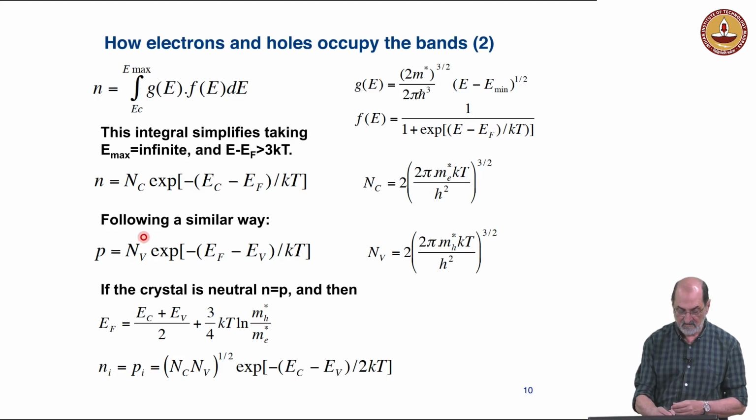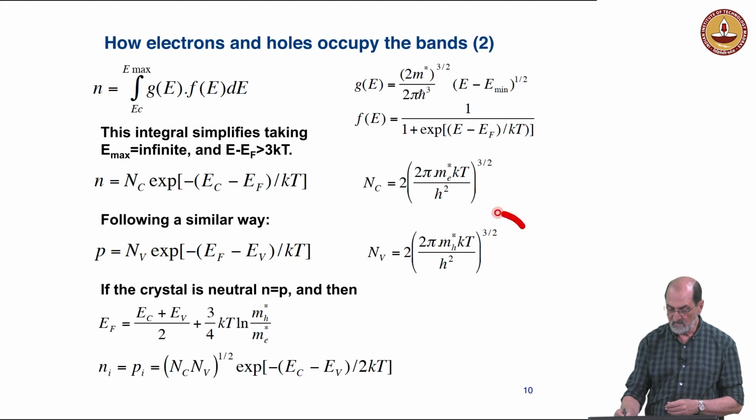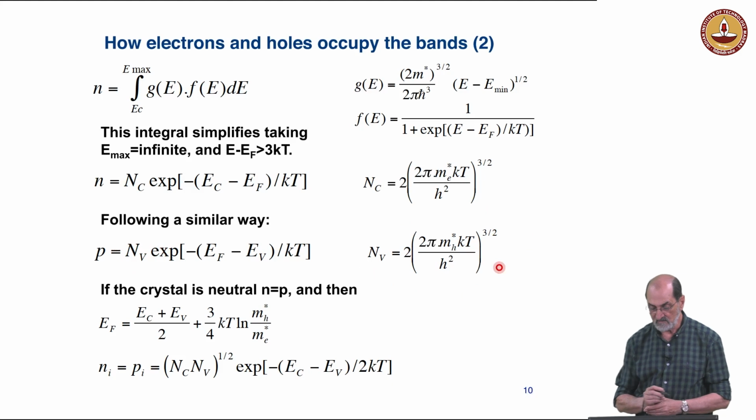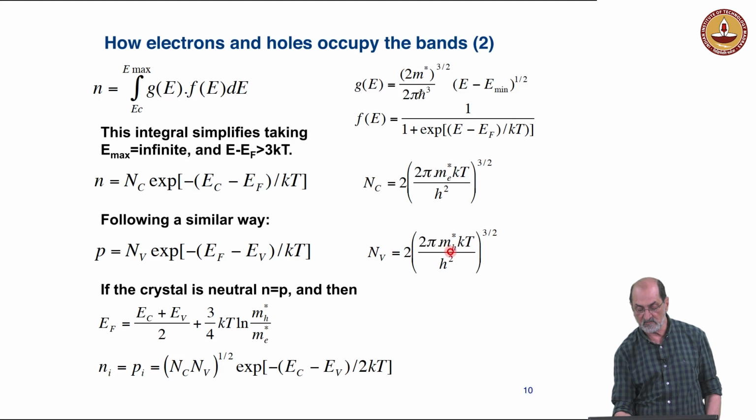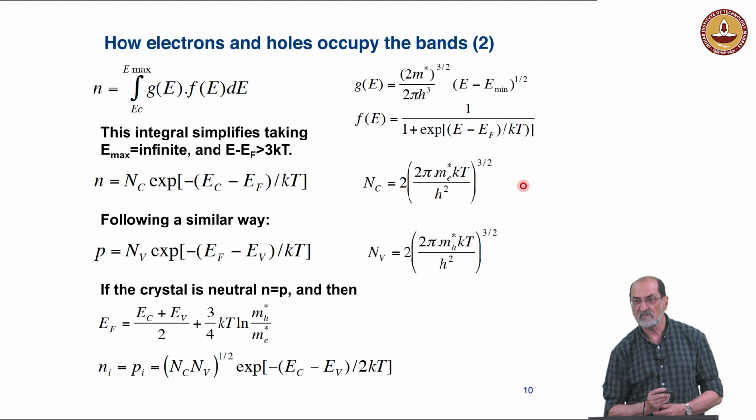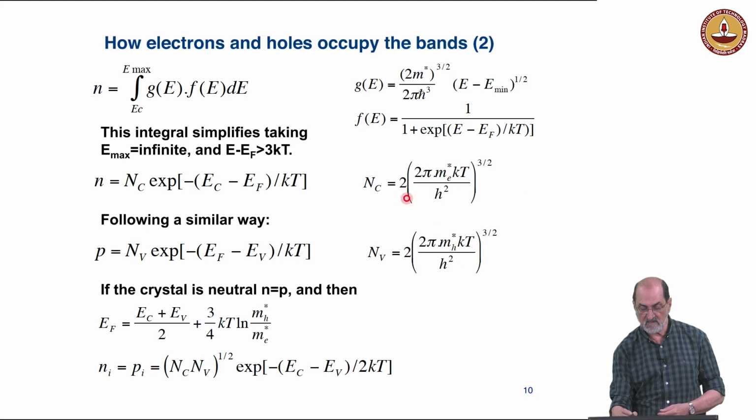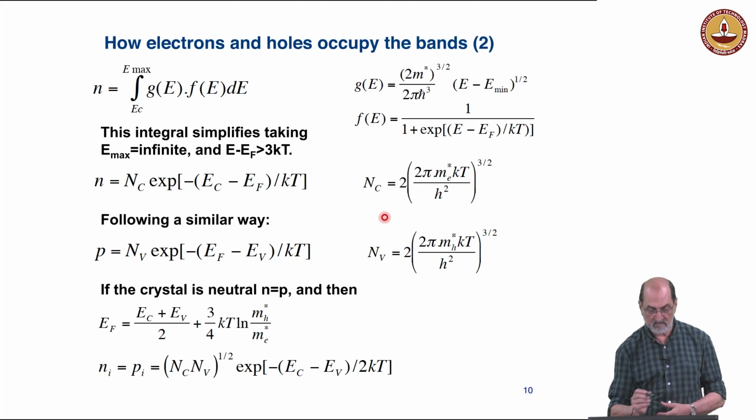And this effective density of states is related to this constant in this way. And here we have the effective mass of holes. You remember the effective mass depended on the second derivative of the dispersion relationship. So if these effective masses are not the same, these constants are not exactly the same. If the effective masses are the same, the values of NC and NV are the same.